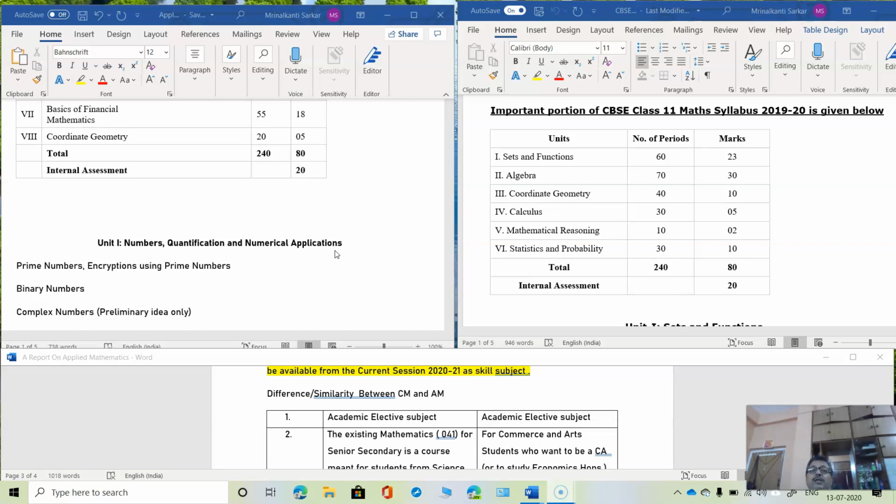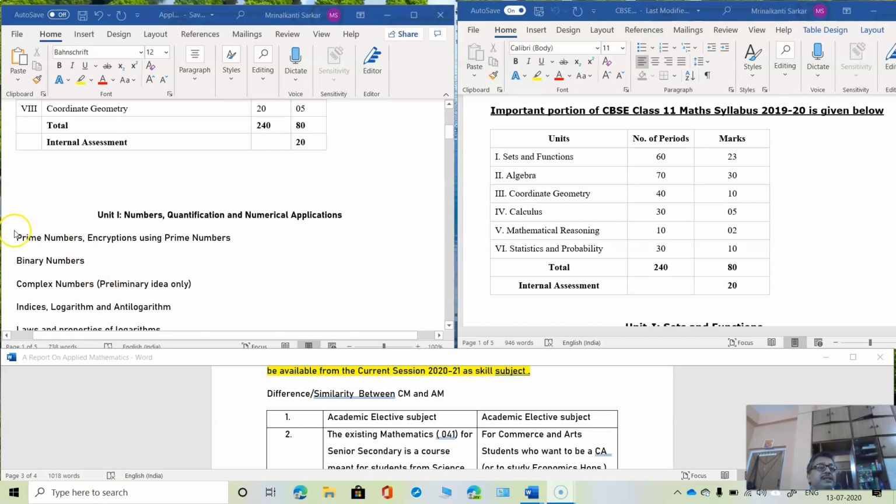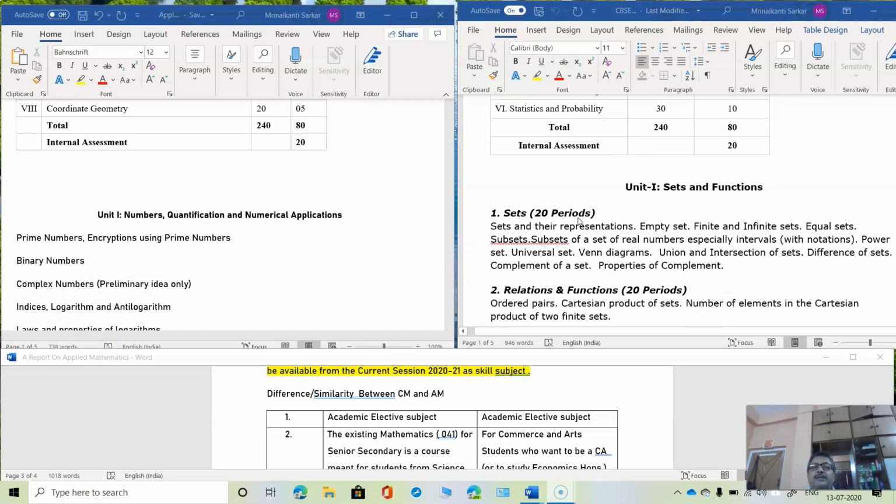This coding, all these, you will see that it is suitable for commerce students, those who are basically preparing for chartered accountancy. The foundation course is very similar to the course CBSE has introduced, so they will obtain maximum benefit. So prime numbers, encryption using prime numbers, binary numbers, complex numbers. These three, if we go through, this is just an introduction to the coding system. This has application in another schedule. Complex number, see, a preliminary idea is given over there, but if you go through their syllabus, complex number is huge.